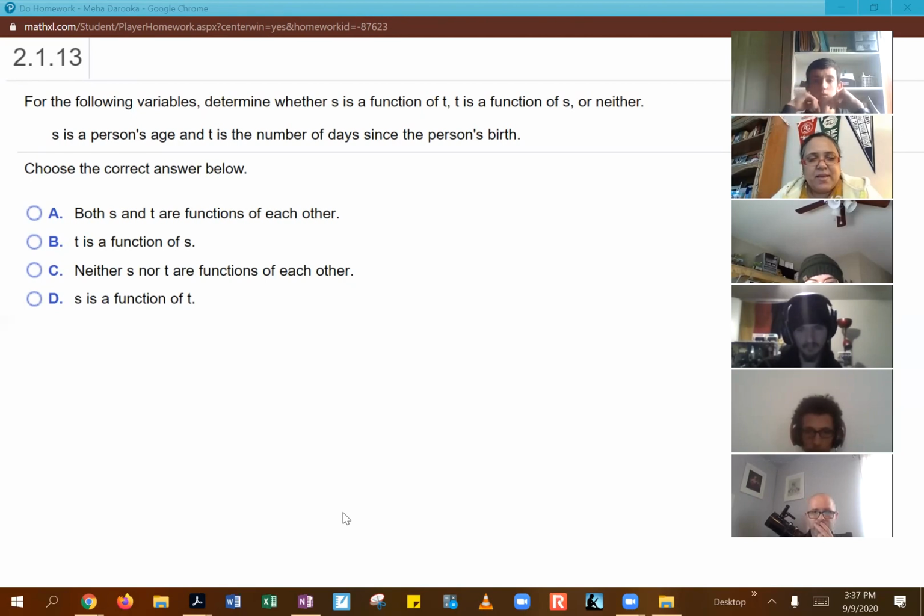Okay, so I've got B, A, D, B, D, A. Okay, so you're going with both: T is a function of S and S is a function of T. Obviously none of you are thinking C should be an option. It's got to work one way or the other. And then some of you are thinking D, the A as both the options. All right, so let's think about this.